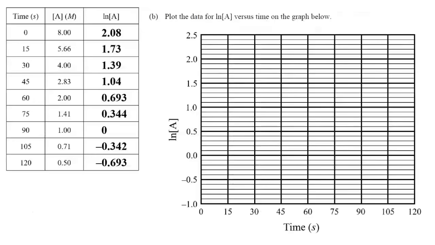In part B, plot the data for natural log of concentration of A versus time on the graph below. So at time equals 0, I have a value of 2.08. At 15 seconds, I have 1.73. At 30 seconds, I have 1.39. 45 seconds, 1.04. 60 seconds, 0.693. And I'm going to go ahead and plot the other 4 points. So there is my answer to part B. Natural log of concentration of A versus time.